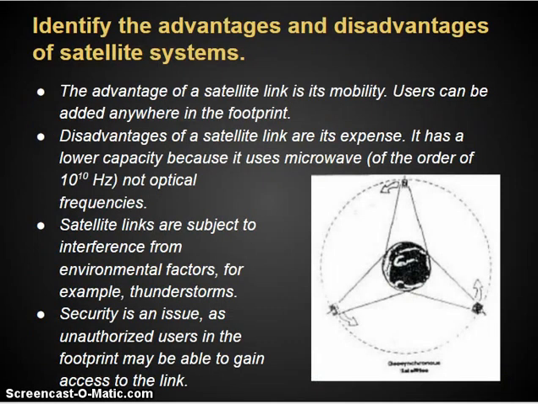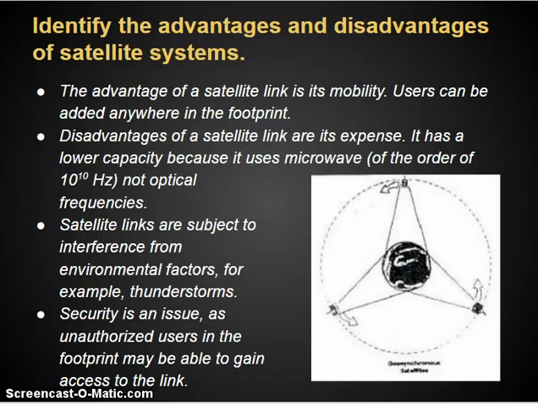Now, here's a diagram from actually the original documentation on how these would work. Now, the advantage of a satellite link is its mobility. It could be placed anywhere. If you have a sky over you, you can have a satellite connection. You might not be able to have a cable connection or a DSL connection or a fiber connection, but if you have sky overhead, you can have a satellite.